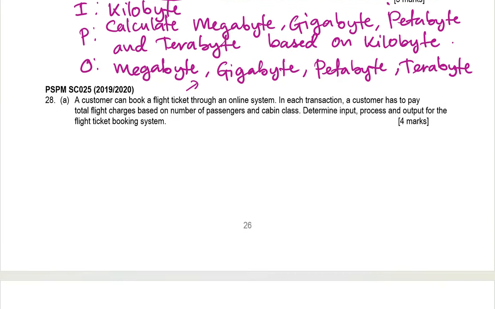Next, question number 28. A customer can book a flight ticket through an online system. In each transaction, a customer has to pay total flight charges based on the number of passengers and cabin class. So you have to identify the IPO. Is this one a sequence, selection, or repetition? Of course, this one is a sequence control structure, because the question mentioned based on. Based on what? Number of passengers and cabin class. This indicates that this is the input, and the user just needs to enter the number of passengers and cabin class only.